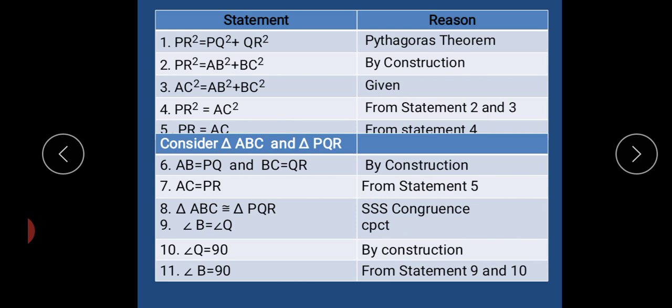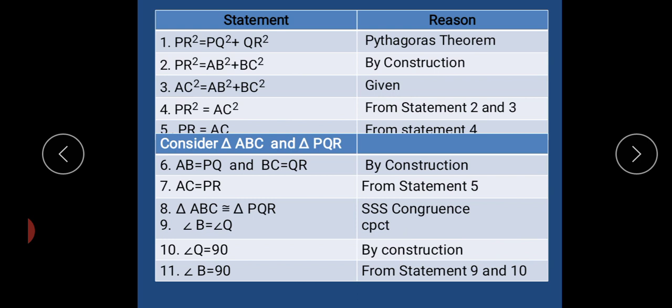Now we consider the two triangles together. AB is equal to PQ, BC is equal to QR is by construction. And AC is equal to PR is from statement 5. So we get the two triangles are congruent by SSS congruency. Therefore, angle B is equal to angle Q, corresponding parts of congruent triangles. But angle Q is equal to 90 degrees by construction. Therefore, angle B is equal to 90 degrees. That is from statement 9 and 10.